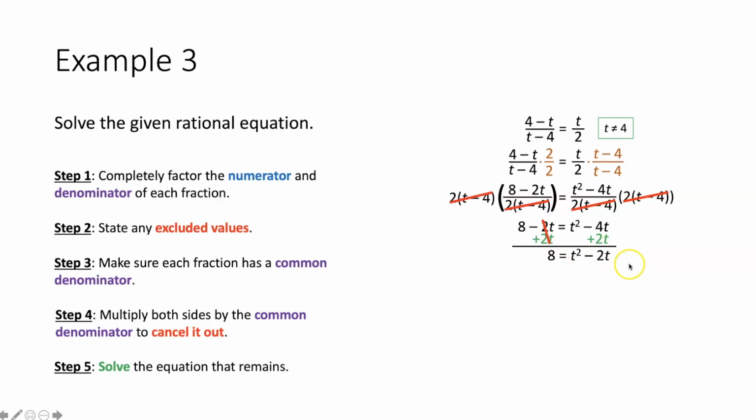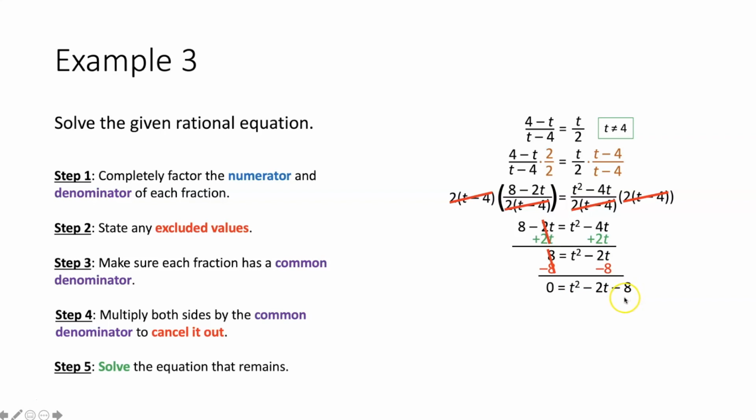We then get the 8 to this side of the equation by subtracting 8 from both sides. And note that these cancel each other out, but over here, this has a t, this does not. So we cannot subtract these two things. So what we're going to have to do then is just tack on a negative 8 at the end of this polynomial. So now we have a quadratic trinomial.